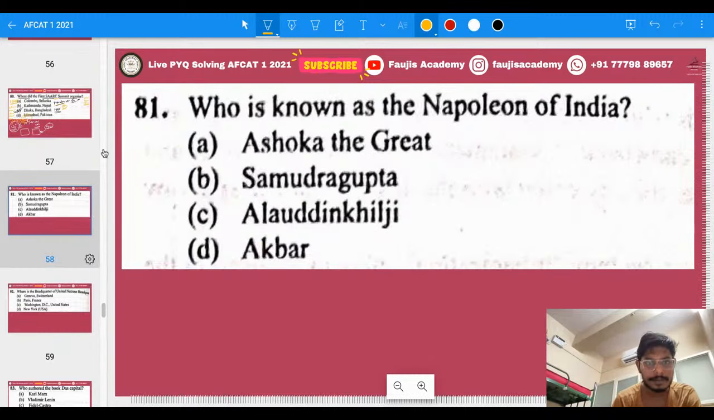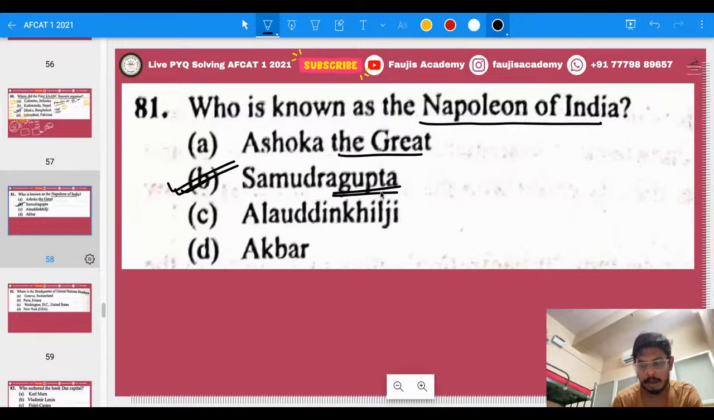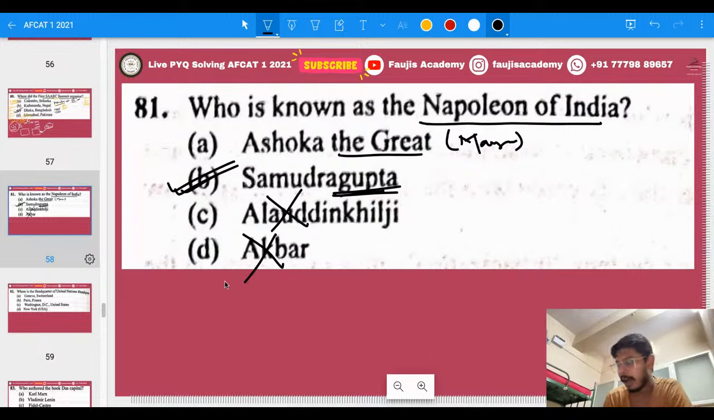Okay, who is known as the Napoleon of India? The Napoleon of India is known as Samudra Gupta. Apart from Ashoka, who was from the Mauryan Empire, Samudra Gupta was from the Gupta Empire, right? The Napoleon of India is not Alauddin Khalji, nor Akbar.